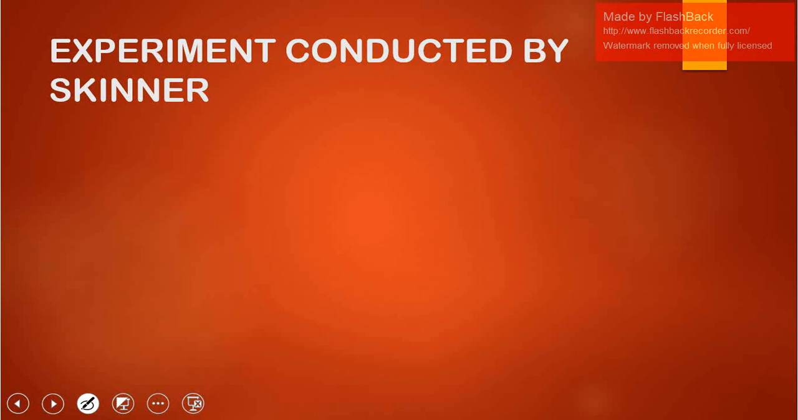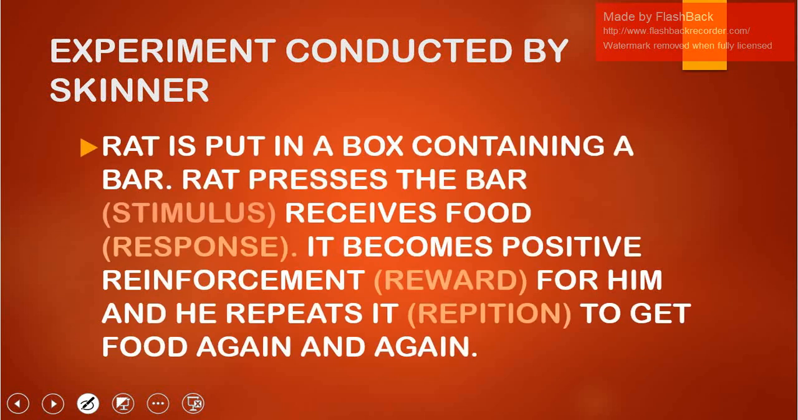What was the experiment? It was a very interesting experiment that was conducted on a rat to prove the significance of his theory, or the correctness of his theory. A rat was put in a box containing a bar. There was a button, there was a bar in the box, and the rat presses the bar. This is the stimulus, and it receives food, this is the response. It becomes positive reinforcement because pressing the bar gives him food, so it is a reward for him, and he repeats it to get food again and again.